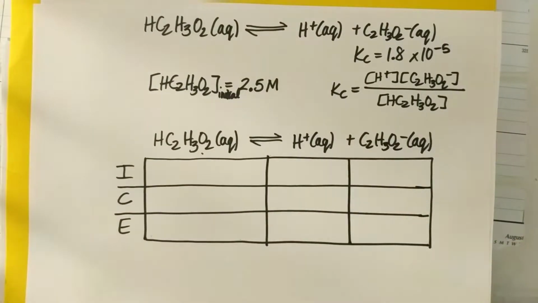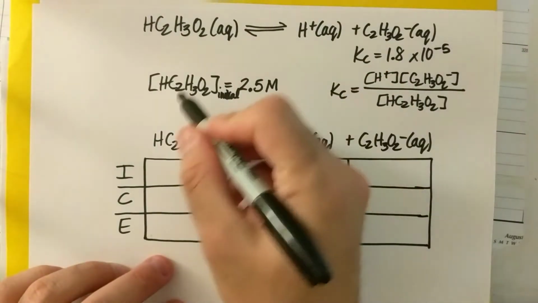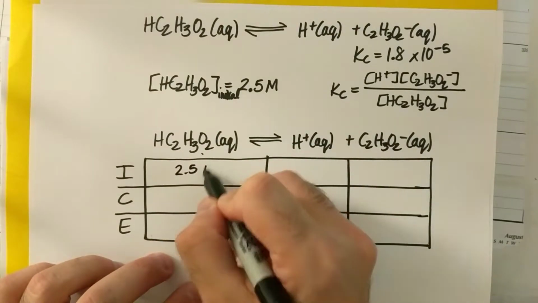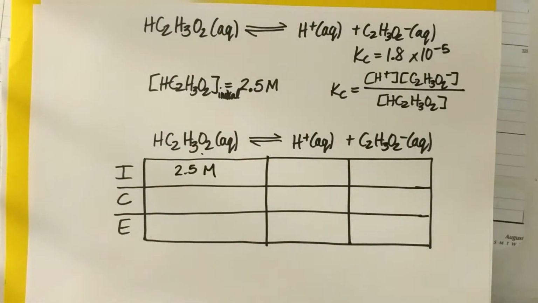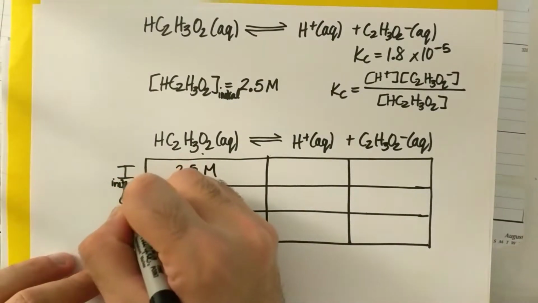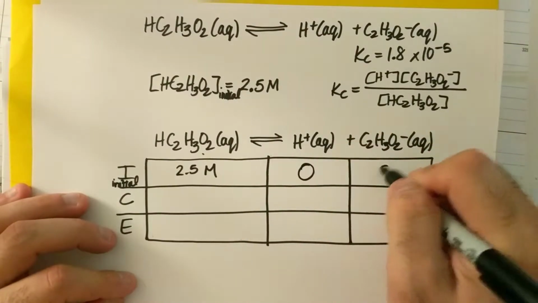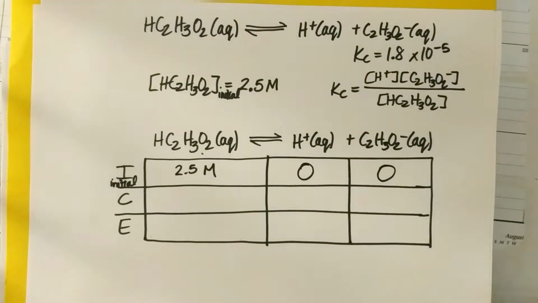Okay? Alright, so I'm hoping by now you are familiar with ICE tables, and if not, I posted another video on how we construct and use ICE tables, and I'm going to try and fill it in. Well, I have an initial concentration, and this is just given to me. I have an initial concentration of acetic acid, which is 2.5 molar. So I'm going to put that in my I. This is my initial. And I know, initially, I'll have 0 H plus and 0 C2H3O2 minus. Okay? Now, I do not know my equilibrium concentrations.